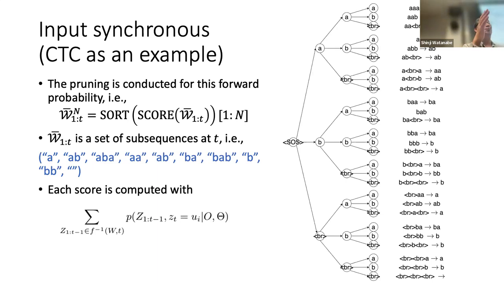But there are a lot of variants of the input synchronous beam search. For example, some people think this is not great because the length is different, right? Comparing hypotheses that have different token lengths is not very accurate. So some people further apply heuristics to solve this issue. But the general basic beam search is like this.